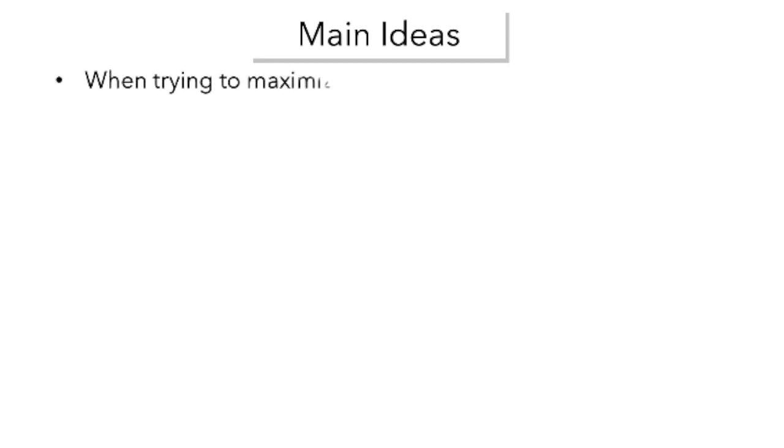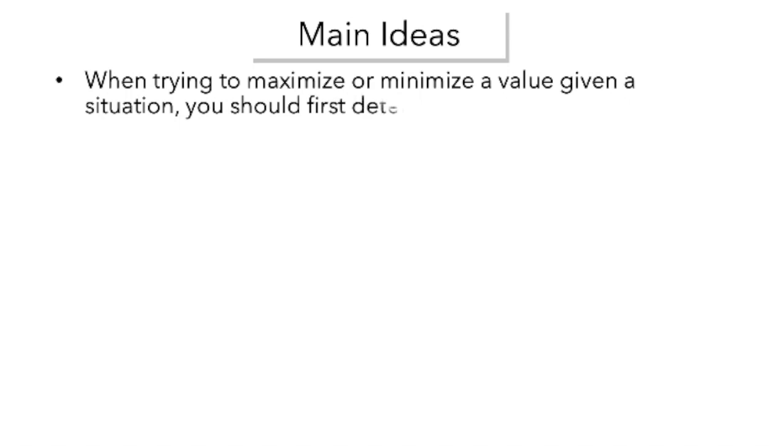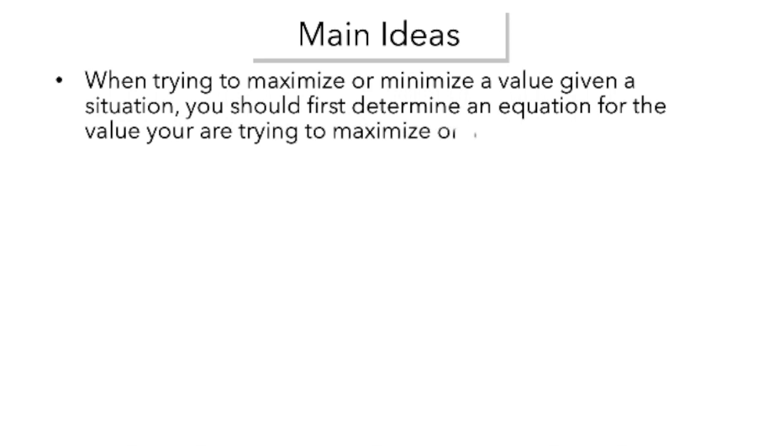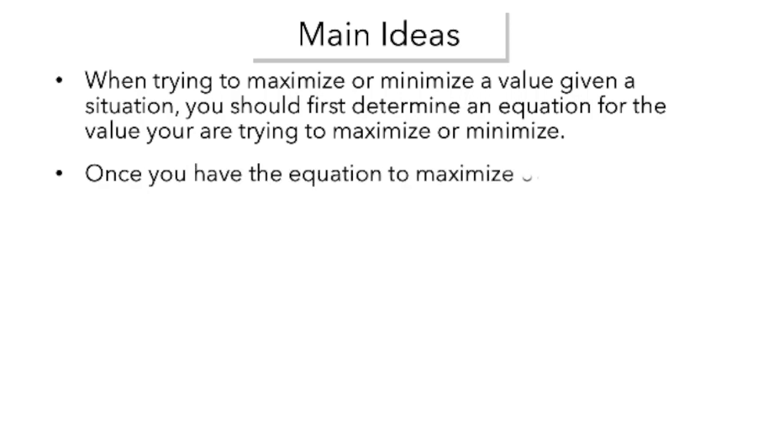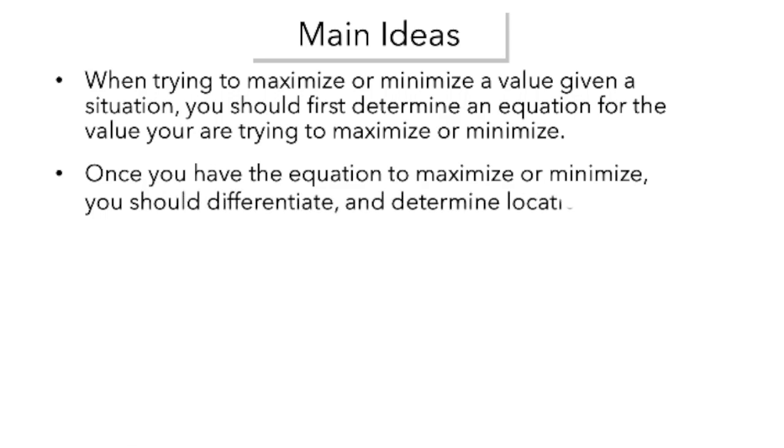When trying to maximize or minimize a value given a situation, you should first determine an equation for the value you're trying to maximize or minimize. Once you have the equation, you should differentiate and determine locations where the derivative is either equal to 0 or undefined.